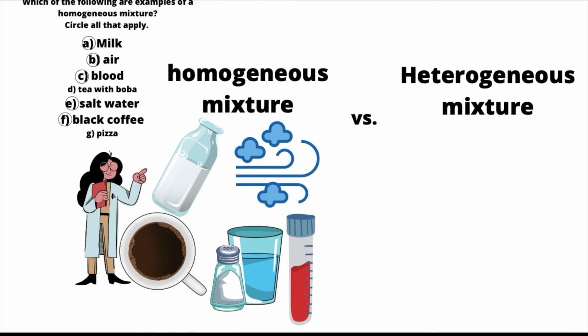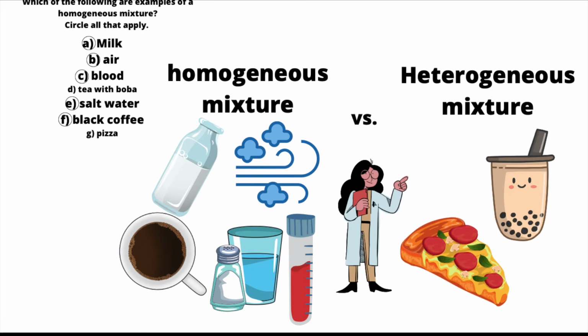So these all have one major thing in common. They all have a uniform composition. In other words, you can't see the individual components. They basically all blend in together. In a heterogeneous mixture, it's basically the opposite. The composition varies. You can clearly see different components individually. It's just not well blended.